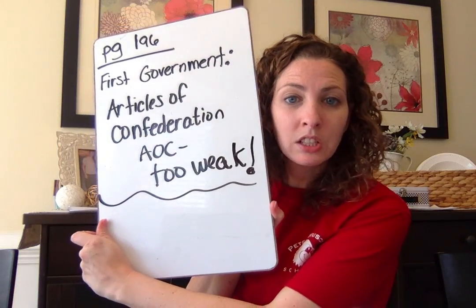We made a new government called, well, I shouldn't say government. We made a new document, which was a government, a new document called the Constitution. So the first government was called Articles of Confederation, the AOC. And we said it was too weak. It was a one-legged stool.